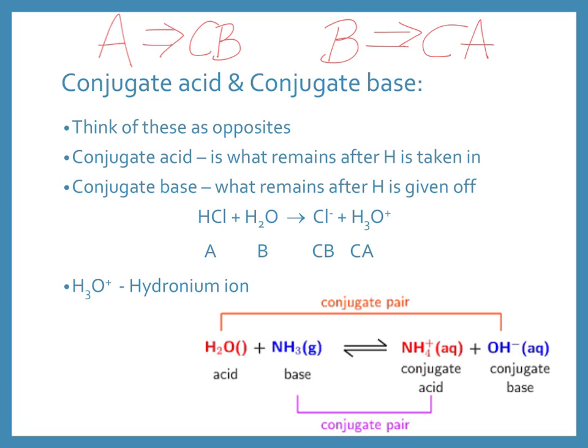That's why it's an acid. It has the hydrogen to give up. So you take the hydrogen off of the HCl, and the remaining Cl minus is now the conjugate base. It can act as a base and take on a hydrogen, returning it to an acid form.